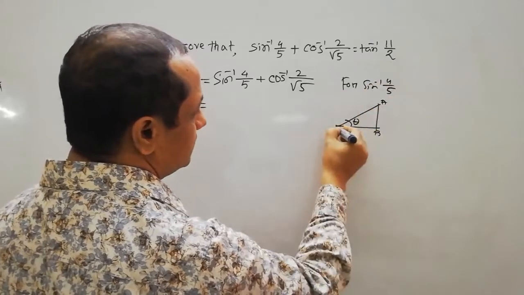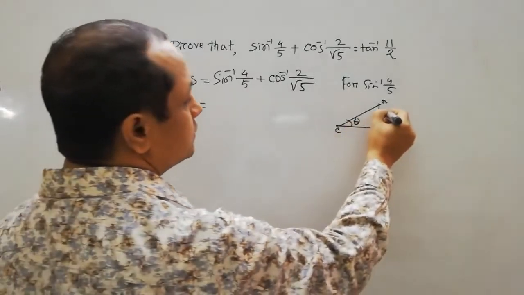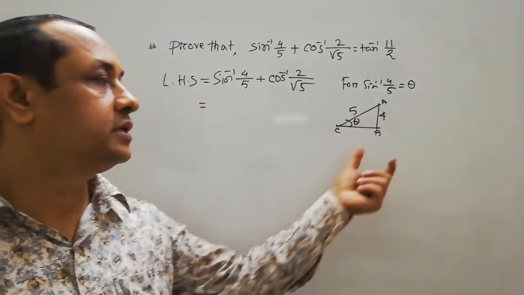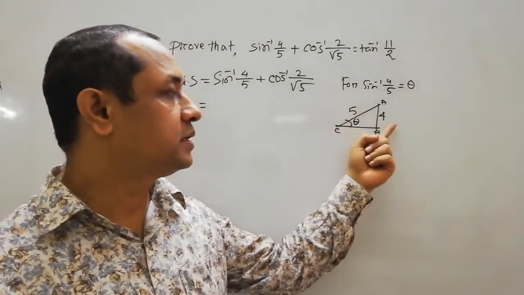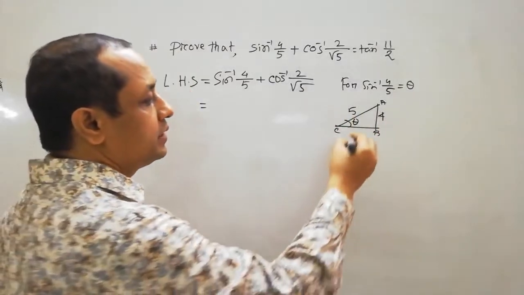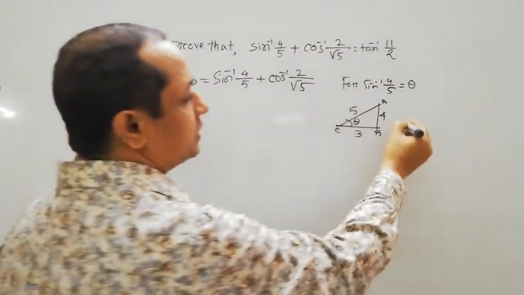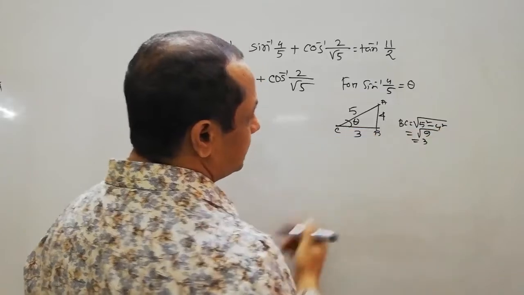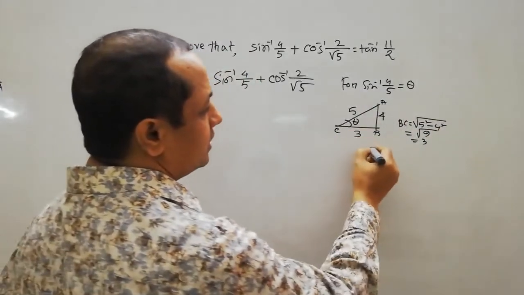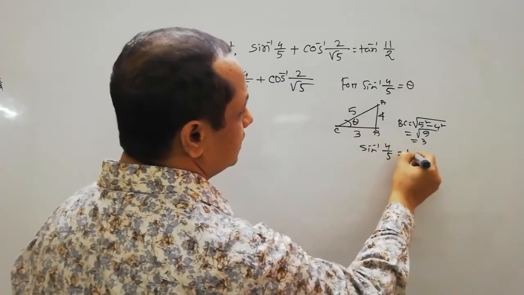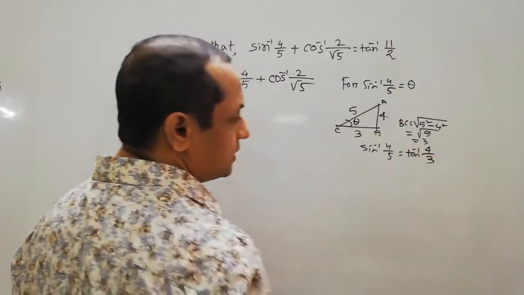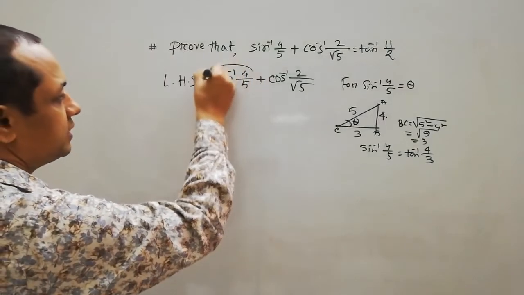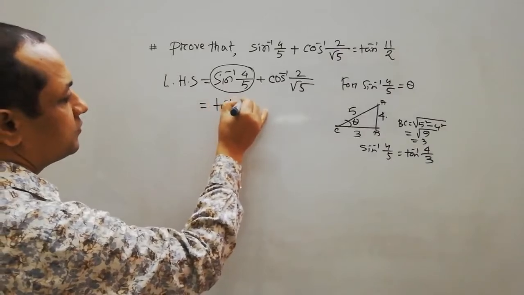So let ABC be a triangle. We know that sin theta equals perpendicular by hypotenuse. Then using the Pythagoras theorem, root over 5 square minus 4 square, 25 minus 16 equals 9. So base equals 3. So BC equals root over 9 equals 3. So the base equals 3. Then sin inverse 4 by 5 equals tan inverse perpendicular by base, where perpendicular is 4 and base is 3. So we can write sin inverse 4 by 5 equals tan inverse 4 by 3.